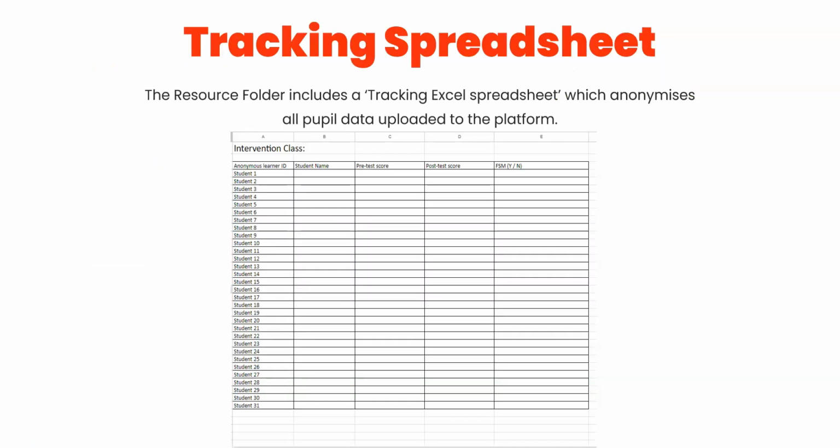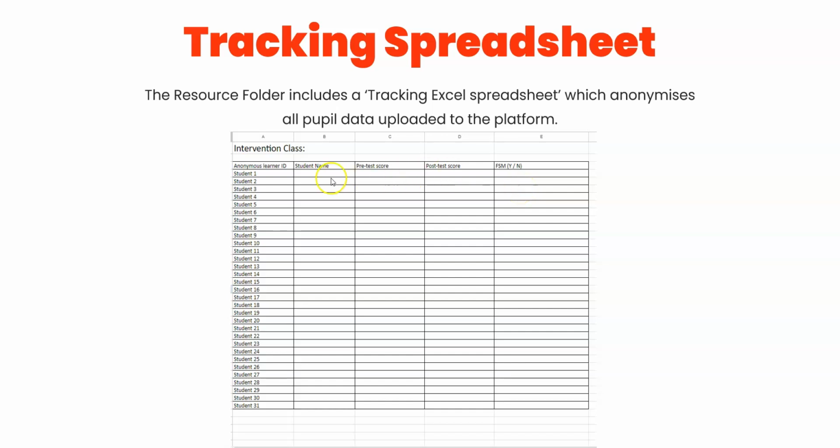What we do at What Worked is we don't take any personal identifying information from any of your learners. So in your resource folder, you will see a CSV file, Excel document. And in here, it allows you to basically, from the system, have student 1, 2, 3 for the intervention and control class. And then you just link this to a student who's in there to allow you to keep your pre-test score and post-test score. And you have a record of whether they're free school meal status or not.